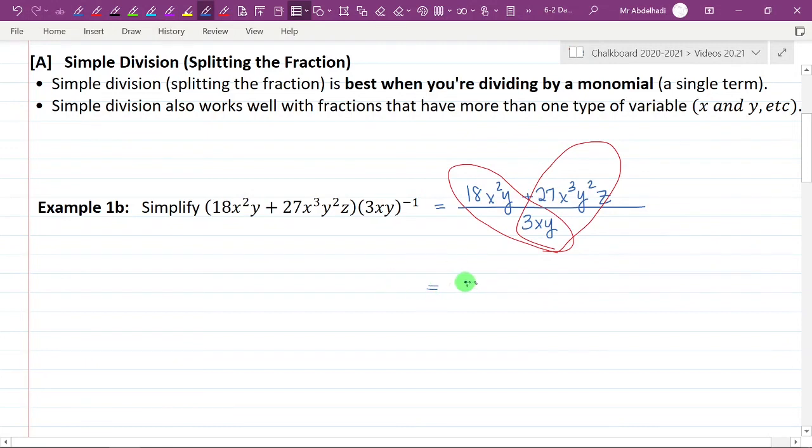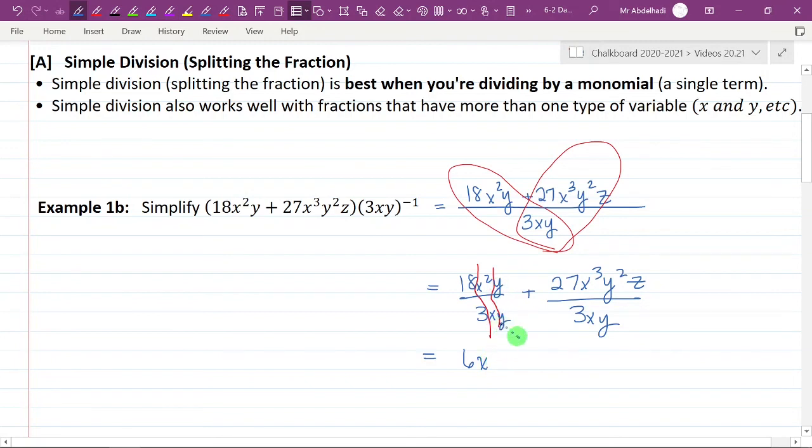And you end up with this. You end up with 18 like that, and you end up with this. Okay, and now that we have split the fraction, we can reduce each fraction individually. So we have 18 over 3, we have x squared over x and y over y. 18 over 3 is 6. X squared over x, it's x to the second divided by x to the first. You subtract the powers, you get x to the first, which I'm not going to write the 1 there. And y over y, this is y to the first over y to the first. You subtract the powers, you get a 0, and y to the 0 is the same as saying 1.